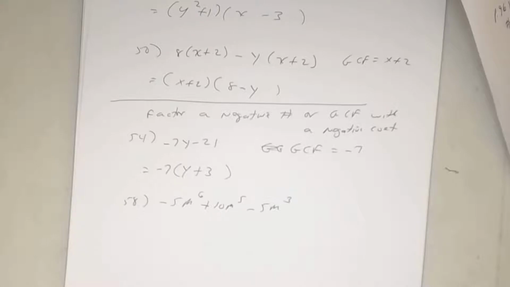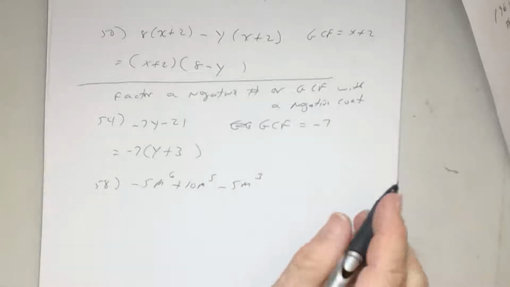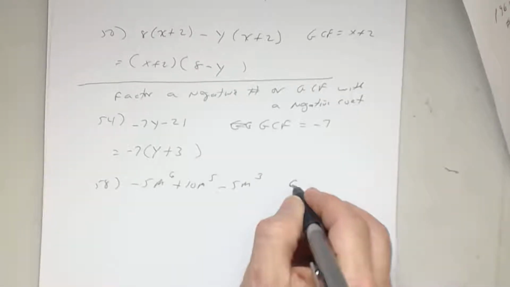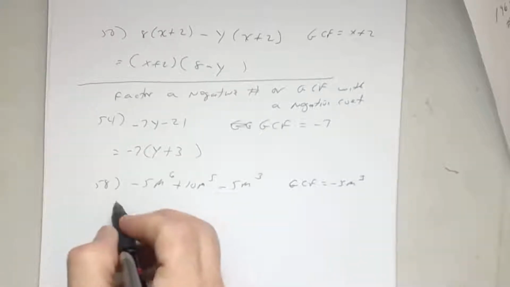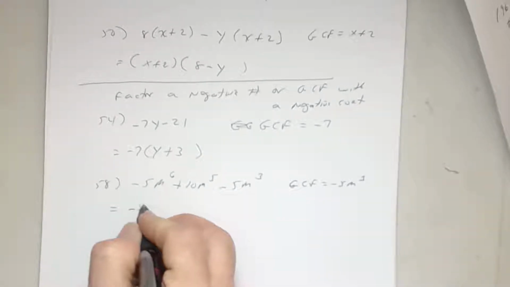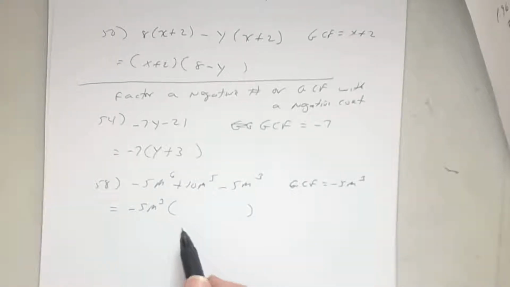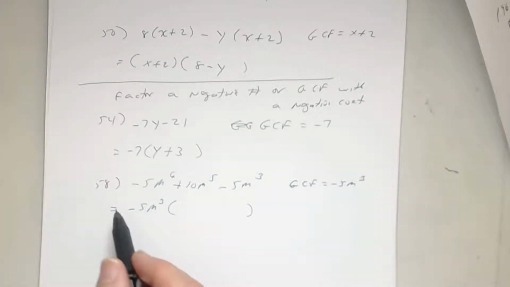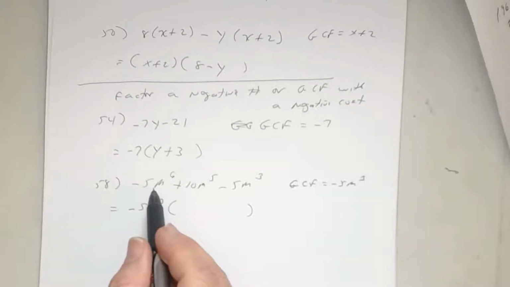All right, what about the variable? It will be m to the 3rd. So what's the GCF? Negative 5, m to the 3rd. And so that goes in front. Negative 5m to the 3rd. Now using the idea of the distributive property, negative 5m to the 3rd times what is negative 5m to the 6th?